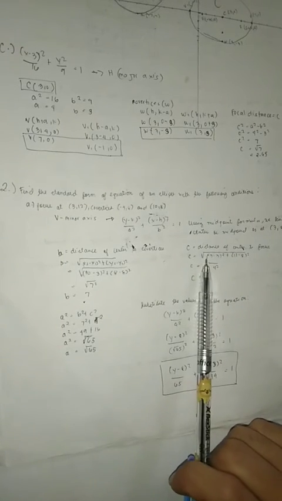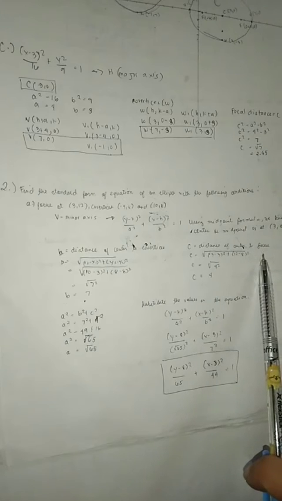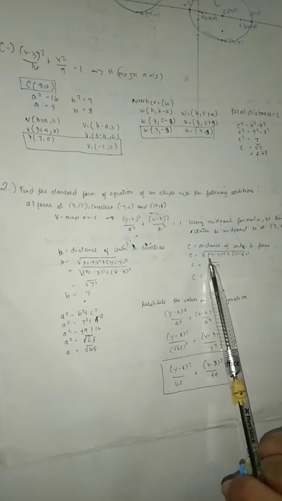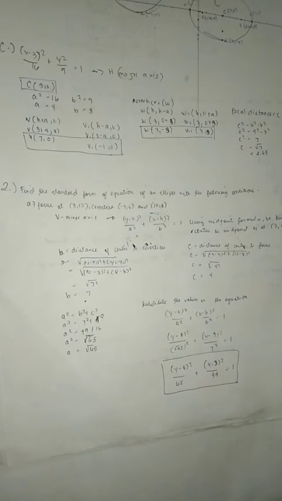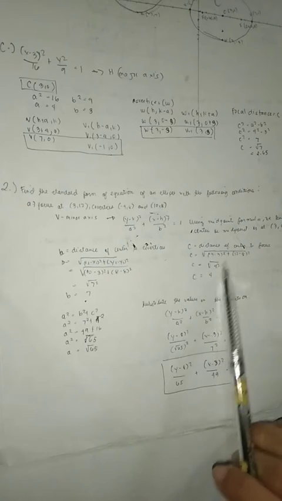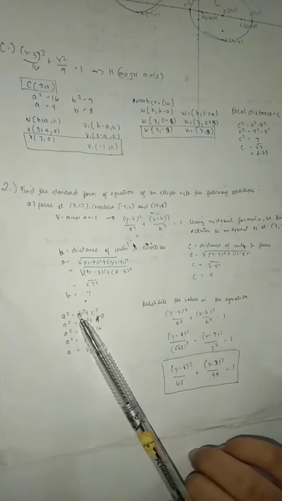And we have c, which is the distance from center to focus. So solve for the distance. You already know the distance formula, x sub 2 minus x sub 1 squared plus y sub 2 minus y sub 1 squared. Then c is equal to 4. I have b and I have c.